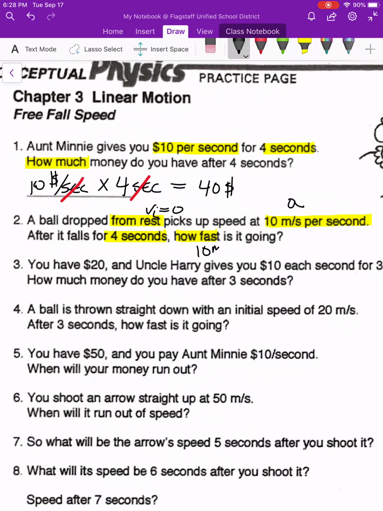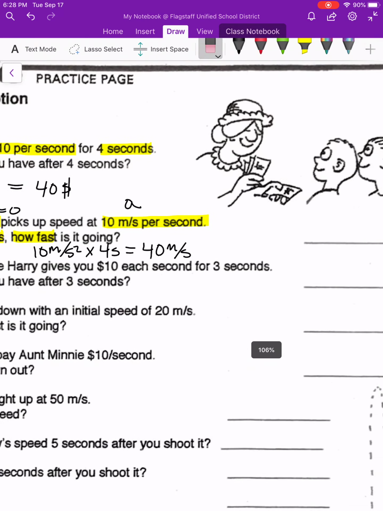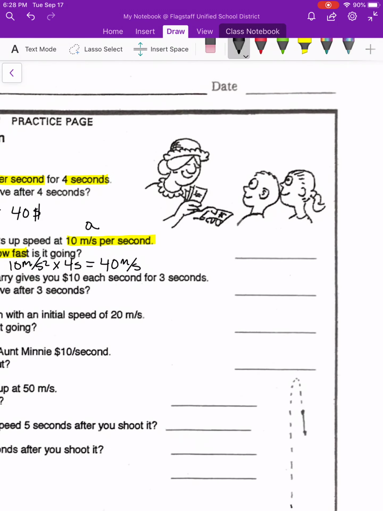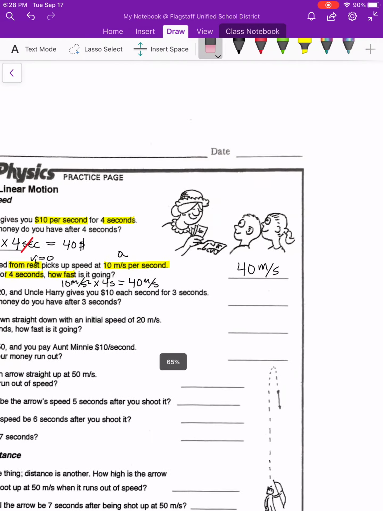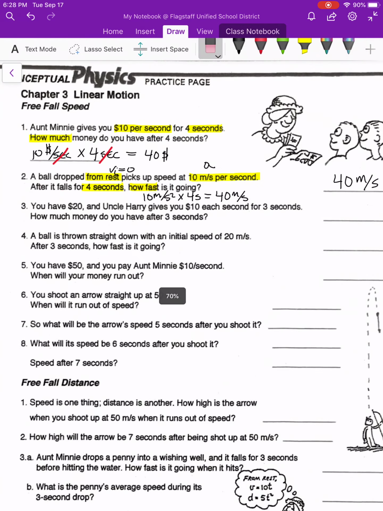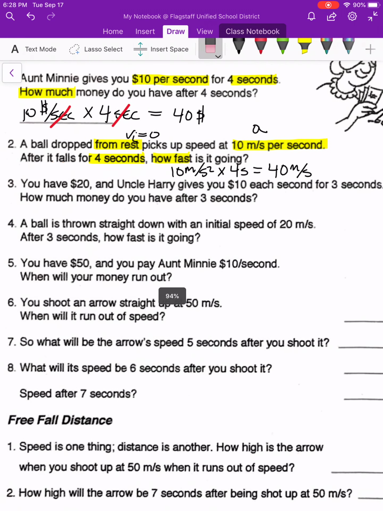10 meters per second squared times 4 seconds is 40 meters per second. So we can write that over here in the provided space, 40 meters per second. Okay, I'm messing up. Okay, let's move on to number 3 here. Fill up the whole page.